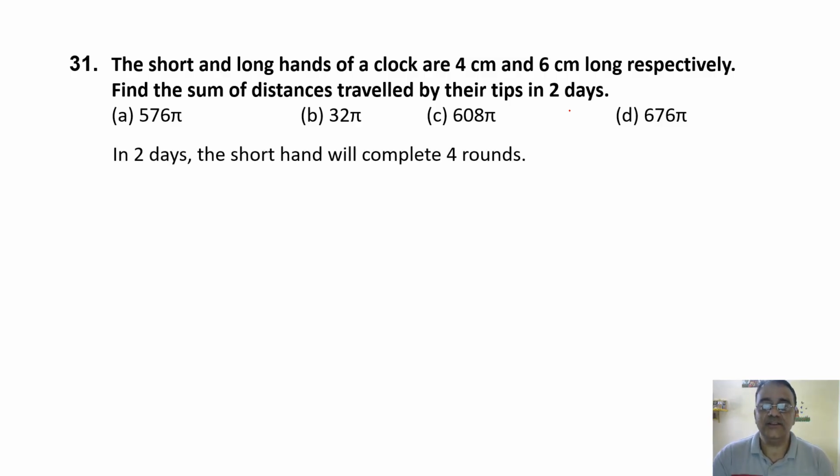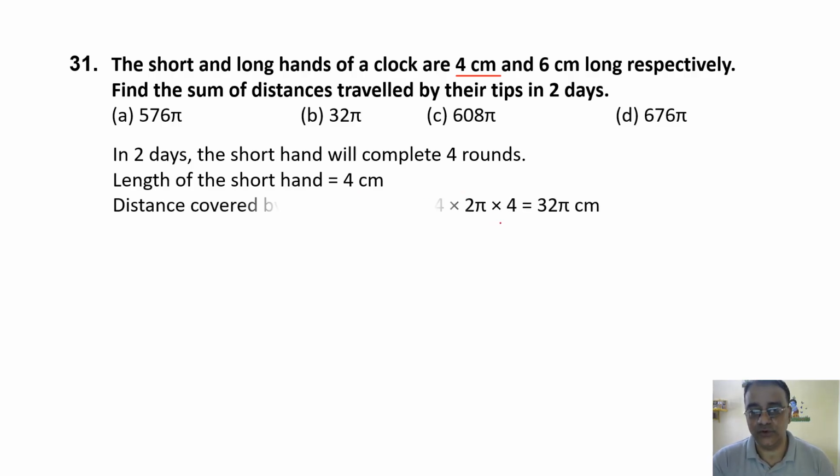Okay, and length of shorthand is given 4 centimeter, that is the radius, and we know that in one round it will cover the distance circumference, that is 2 pi r. So 4 into 2 pi into 4, that is 32 pi. So this is the distance covered by the shorthand.